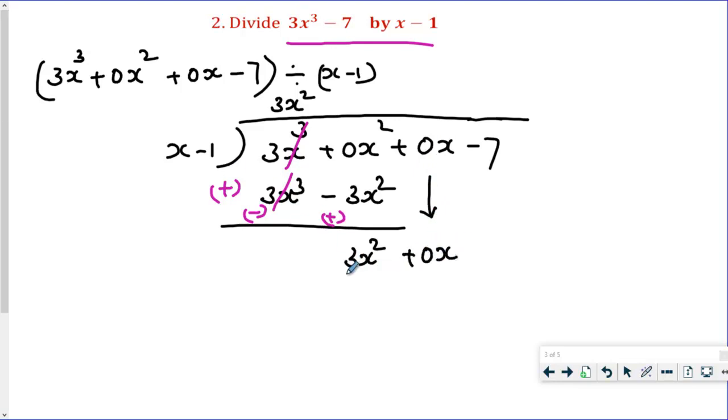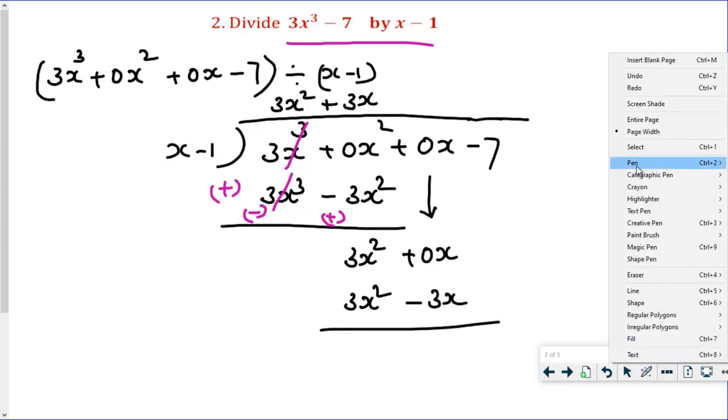Now again you have to take the first term, that is 3x square divided by this x. If you divide 3x square by x, the answer is 3x. Here the sign is plus, so here you can write plus 3x. Now if you multiply 3x into x, that is equal to 3x square. Then here plus into minus is minus, 3x into 1, 3x.